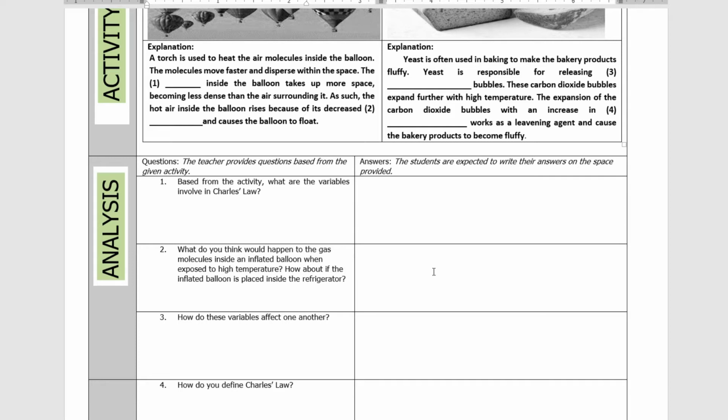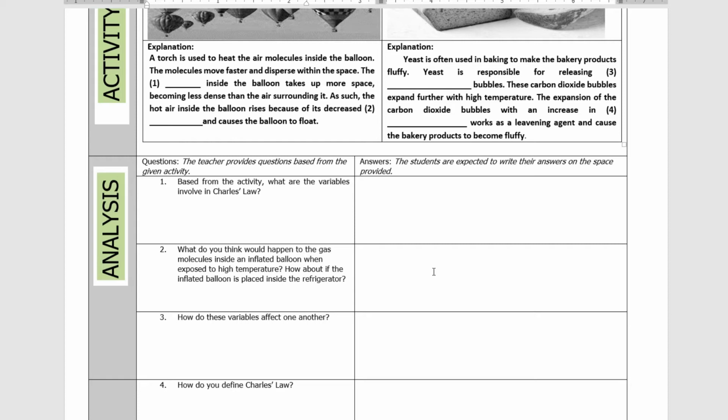Now, thirdly, how do these variables affect one another? What happens when volume increases? And on the other hand, what happens to the volume if the temperature increases? Number 4, how do you define Charles' law? Now, you're asked to define Charles' law here.